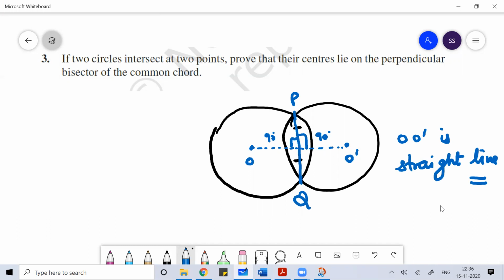If two circles intersect at two points P and Q, prove that the centers lie on the perpendicular bisector of the common chord. So this shows that the centers O and O dash lie on the perpendicular bisector of the common chord. This is what the theorem is all about. This itself explains everything. Otherwise, you can just join this.